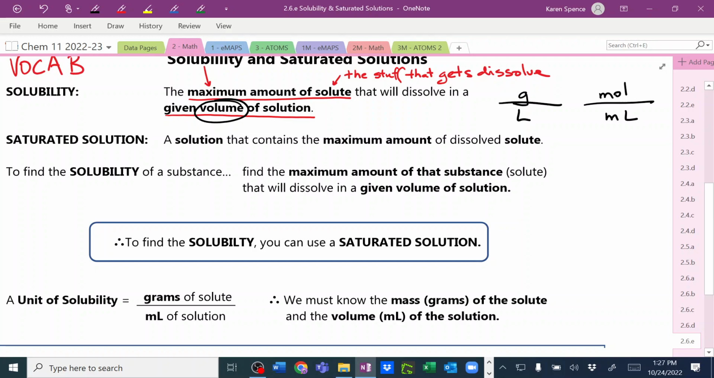It's going to be different for every substance because it's a number of particles. So it's going to depend on the size of the particles, how closely they're packed. It's going to depend if it's a gas. A mole of gas takes up way more space than a mole of a solid of the same substance.